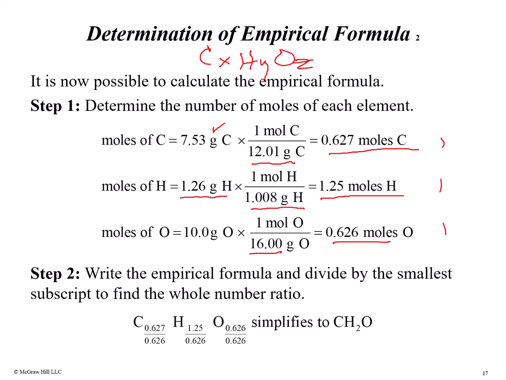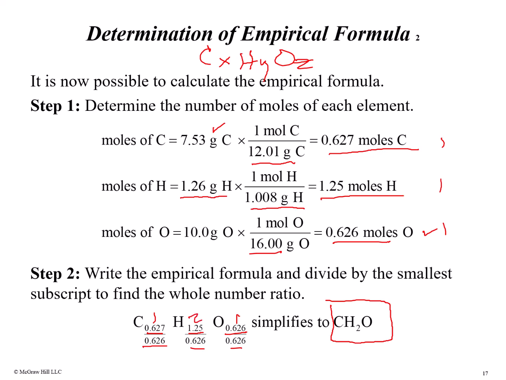This is how much carbon you have. This is how much hydrogen you have. This is how much oxygen you have. What you do is you divide by the smallest of these moles. So 0.626 is smaller than 1.25 or 0.627. So we divide the moles of each of the elements by 0.626. When we do that, we get a 1 to 2 to 1 ratio. 0.627 divided by 0.626 is 1. 1.25 divided by 0.626 is 2.